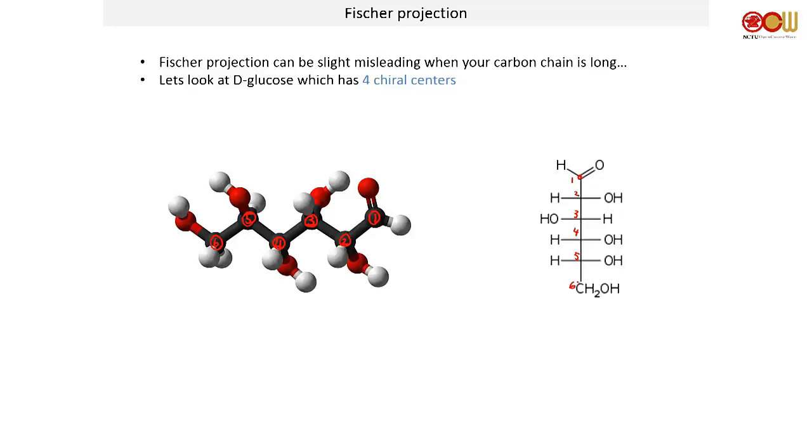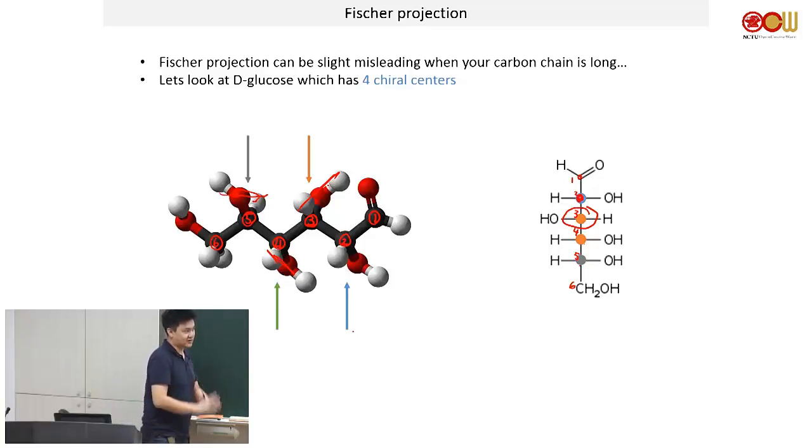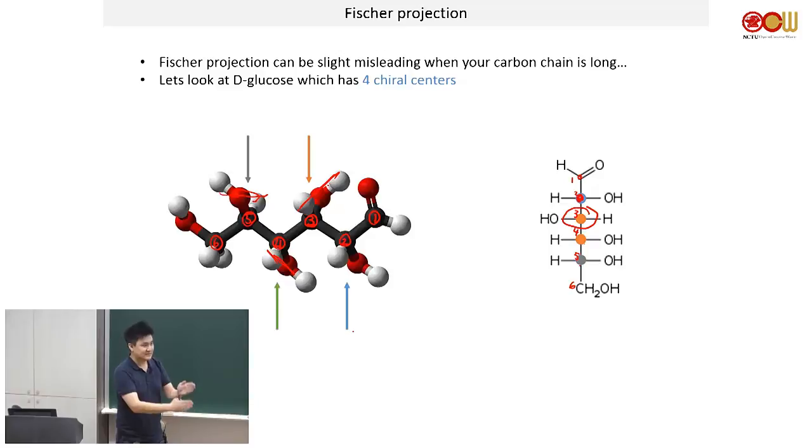Now, for Fisher projection, you always have to remember that the horizontal groups are always coming out at you. So as a result, when you're looking at carbon number 2, you're looking at it from this direction. When you're looking at carbon number 3, you're looking at it from the top. And then when you're looking at carbon number 4, you look at it from the bottom again. When you look at carbon number 5, you're looking from the top. Why? Because the horizontal ones, like those two, and these two, and these two, they are always coming out at you. So for Fisher projection, please always remember that this structure that you see is not the real 3D structure that you will see for the molecule.